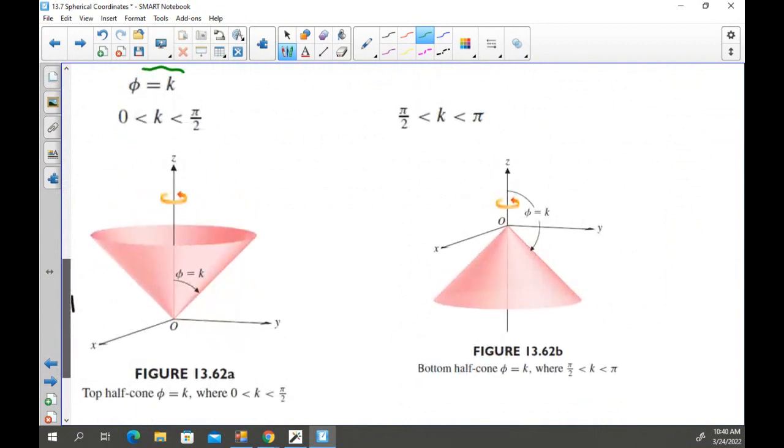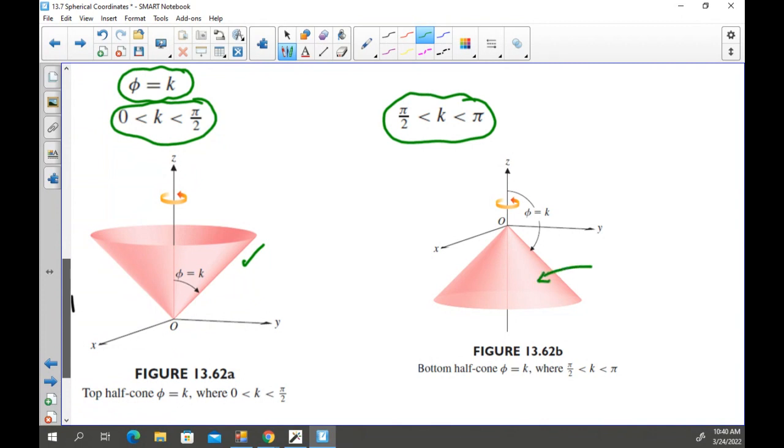Phi equal k, we have already seen this. Phi equal k is a cone. If k is up to 90 degrees, the cone will be up like this. If k is bigger than 90 degrees, then it's going to go down like this. So that's the equation of this cone, phi equal to this angle k.